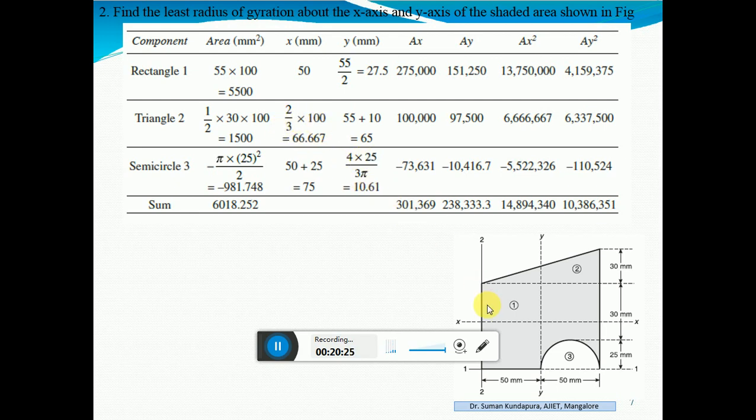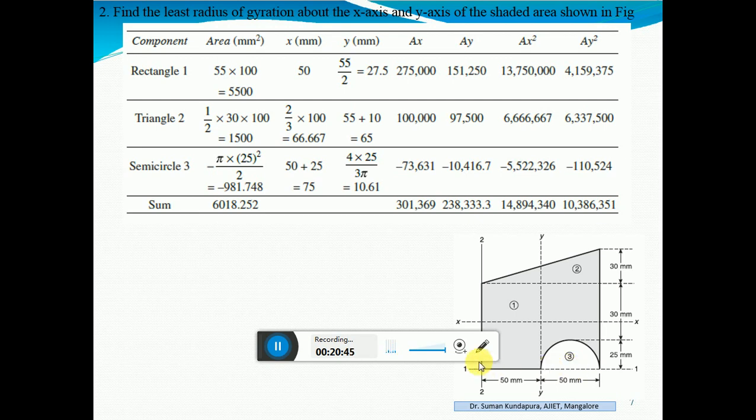So 2/3 of 100, from this point the CG of the triangle will lie over here, 2/3 of this whole 100. You get it as 66.667. Okay, now coming to the semicircle. The semicircle CG will lie somewhere here. Centroid will lie somewhere here.